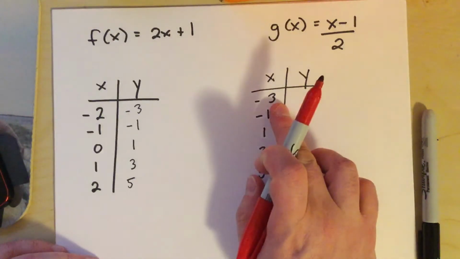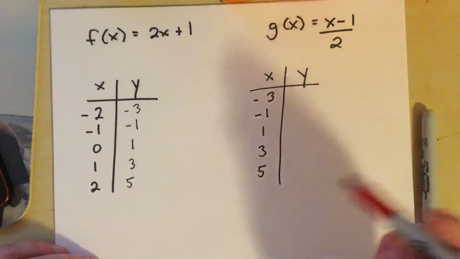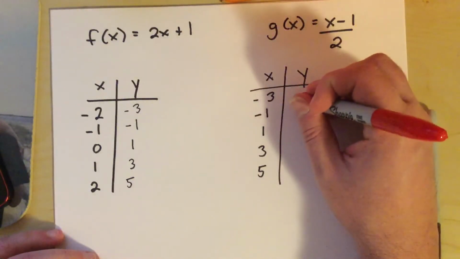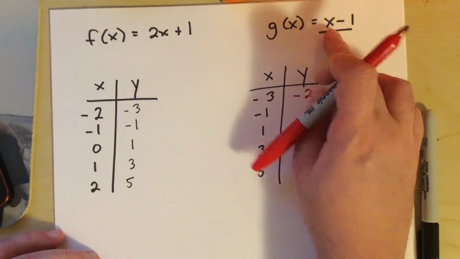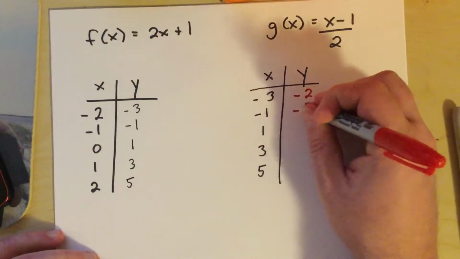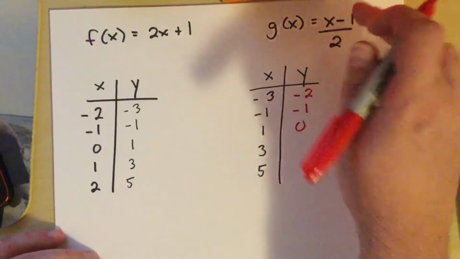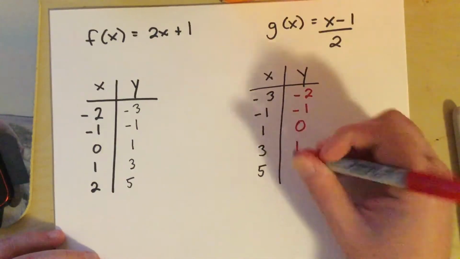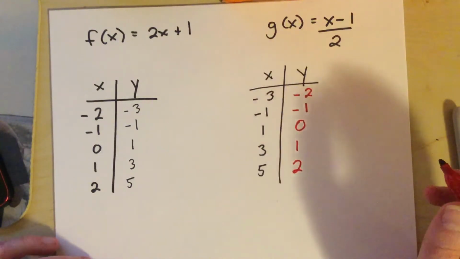So we plug in negative 3 into x over here, we get minus 3 subtract 1 is negative 4, and negative 4 divided by 2 is negative 2. If we put in a minus 1, negative 1 minus 1 is actually negative 2. Negative 2 divided by 2 is negative 1. 1 minus 1 is 0. 3 minus 1 is 2. 2 divided by 2 is 1. And 5 minus 1, 4 divided by 2 is 2.